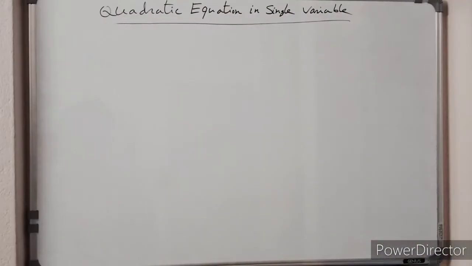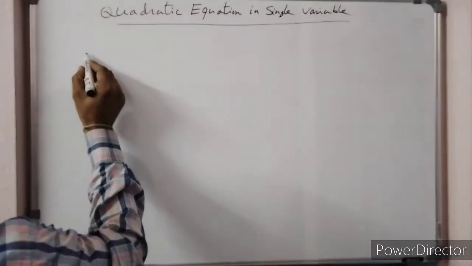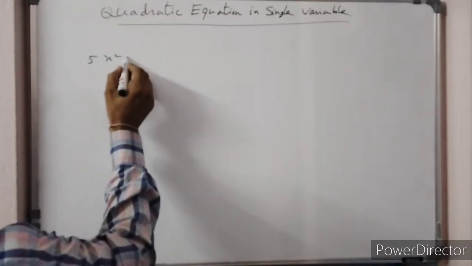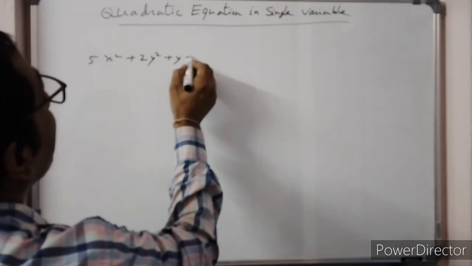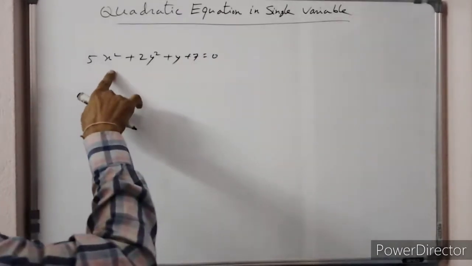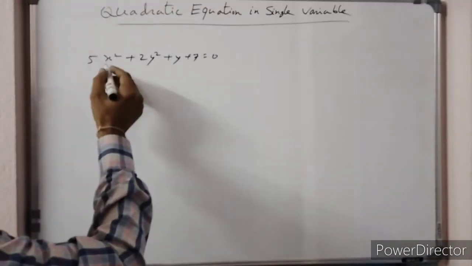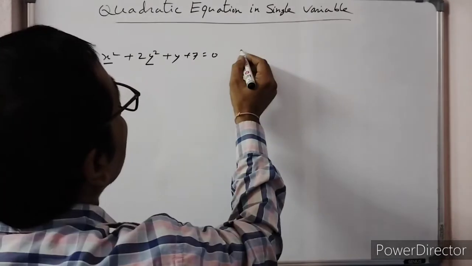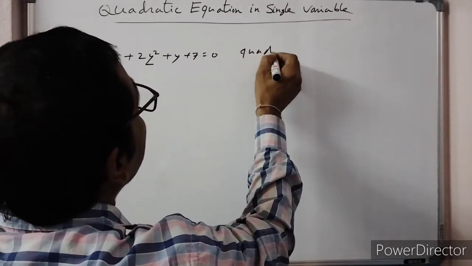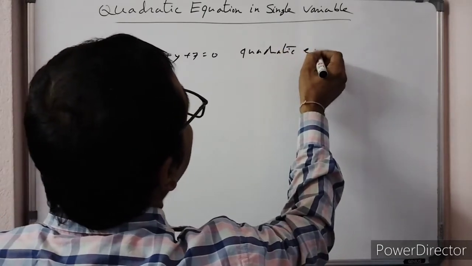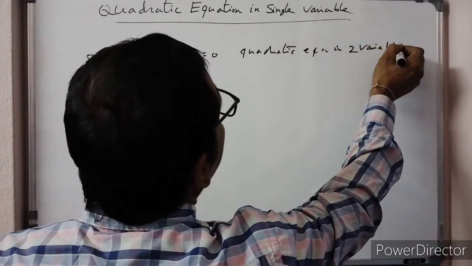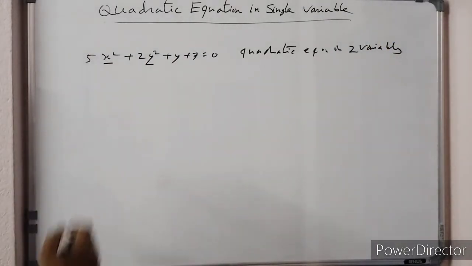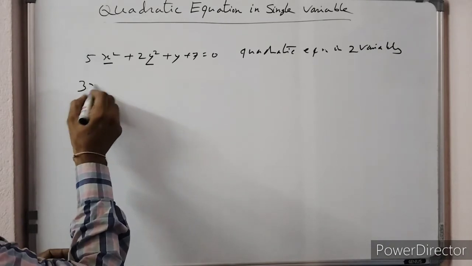Next, for example, 5x square plus 2y square plus y plus 7 equal to 0. It is a quadratic equation but with two variables, x and y. Quadratic equation in two variables.